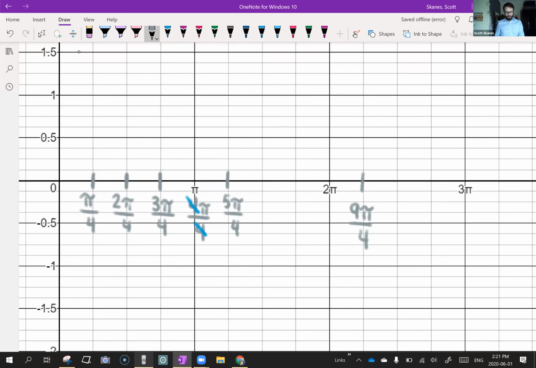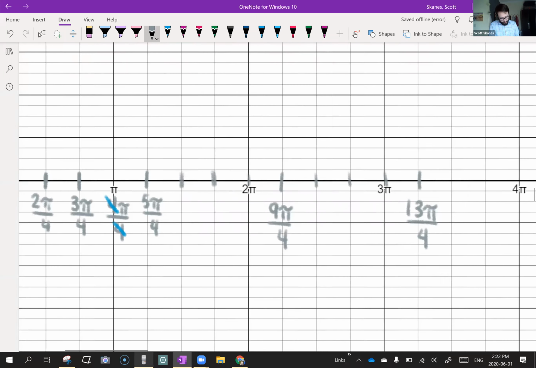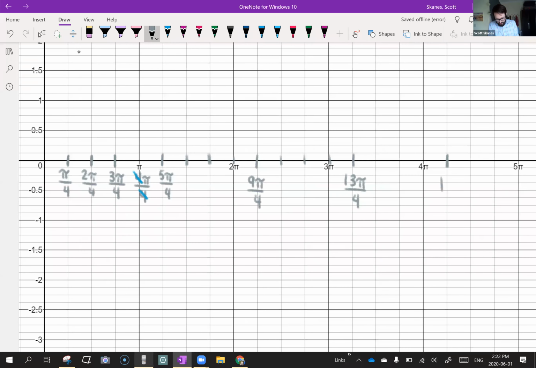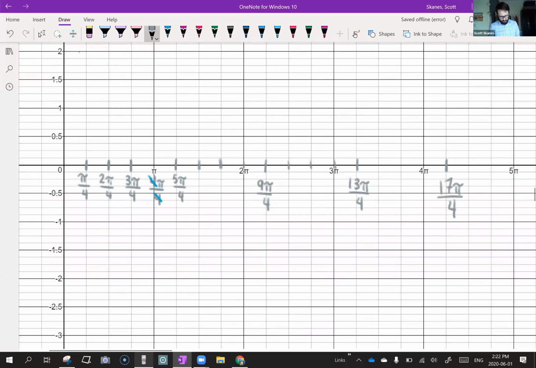You could go up and say 6 pi, 7 pi, 8 pi, 9 pi, 10 pi, 11 pi, 12 pi, 13 pi over 4. Keep on going. And over here would be 17 pi over 4. And that's as many as I need. If you're doing this from scratch, you would see that yourself. That's the furthest we need to go.